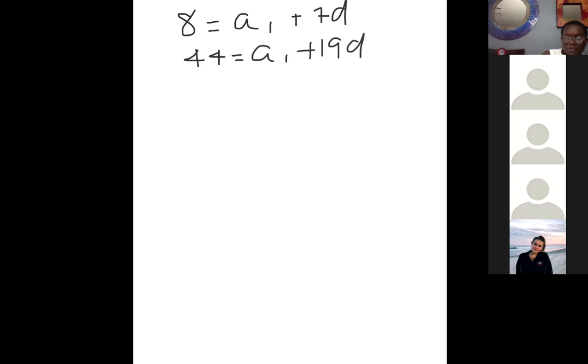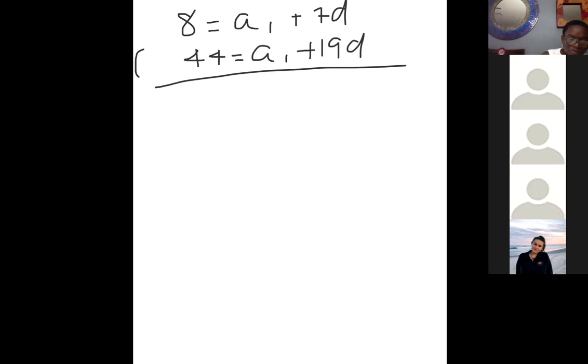Okay, so guys, here we go. 8 is equal to a1 plus 7d. That's one of the equations. And the other one is 44 equals a1 plus 19d. There's your system of equations, guys. So now we're going to solve for a1 and d.